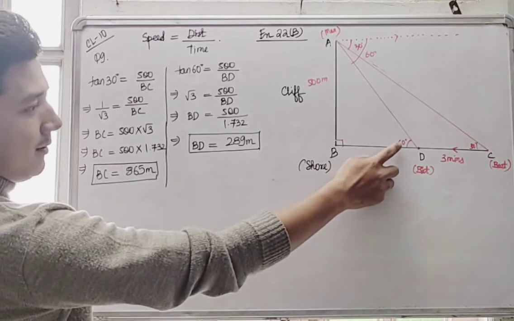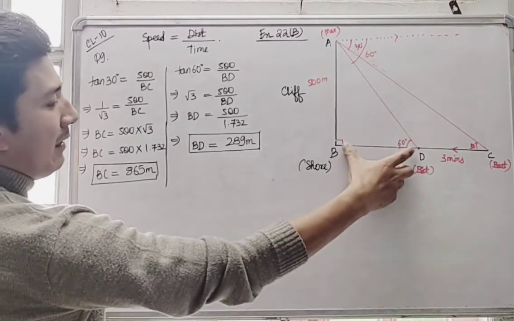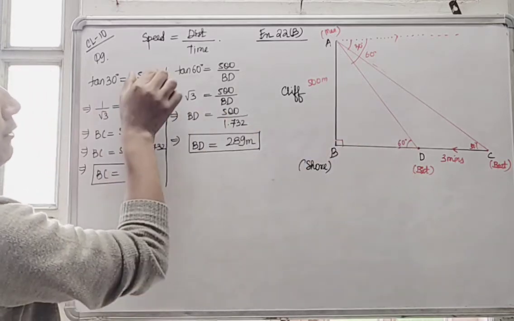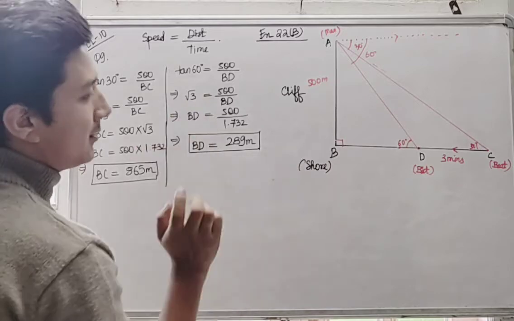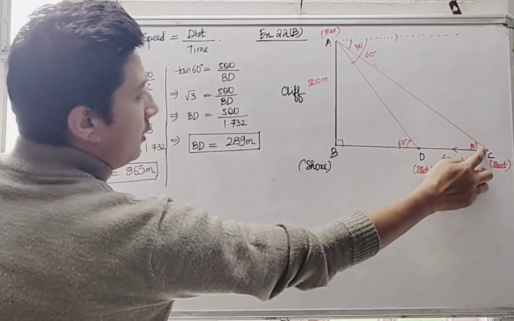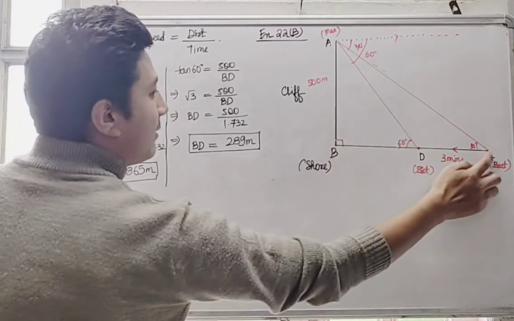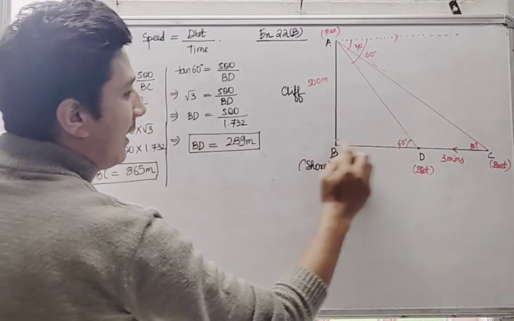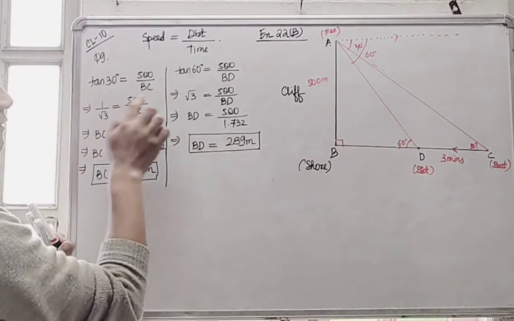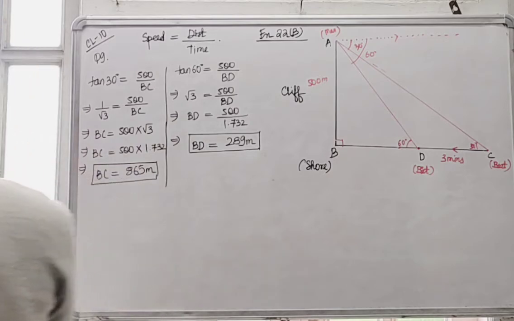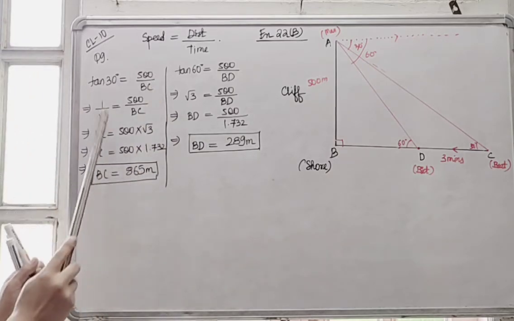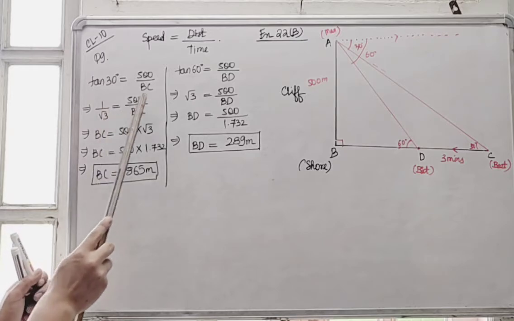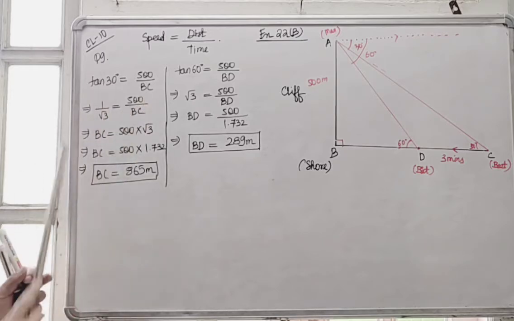So tan 30 is perpendicular by base, so 500 by BC. I used 30 before, so 60 is out here, sorry. So tan 30 degrees is 500 by BC. Now tan 30 means 1 by root 3, which equals 500 by BC. From here please calculate BC.